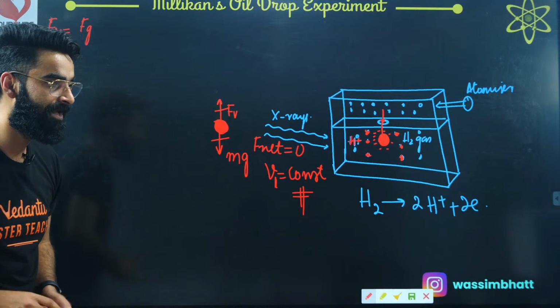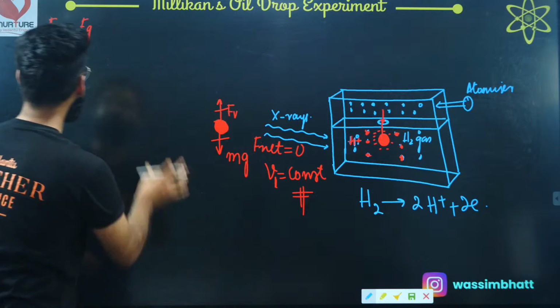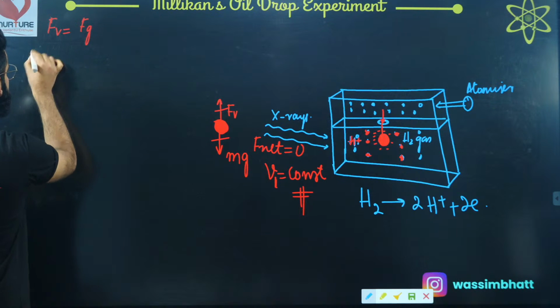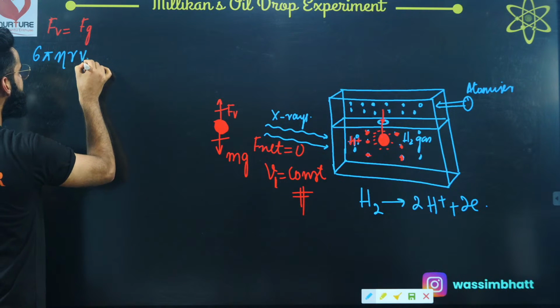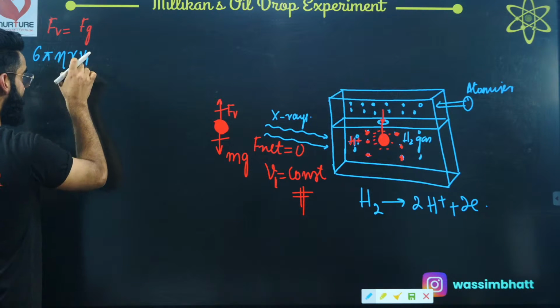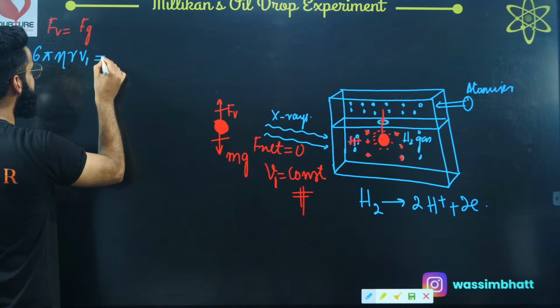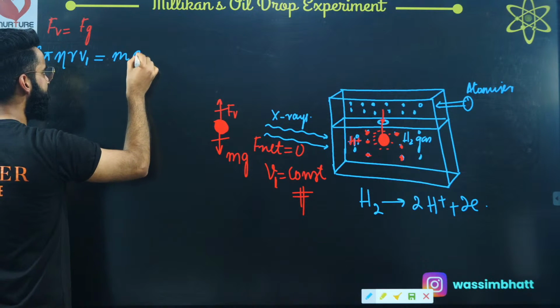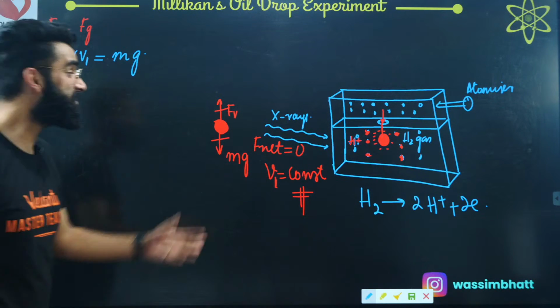Okay? Understand, people, properly understand. First of all, these two forces got balanced. So I can say Fv, which is the viscous force, 6 pi eta r V1, where V1 is what I call the terminal velocity, is equal to Fg. Fg is the force due to gravity, that's mg, right? What is m basically? m is the mass of the oil droplet.